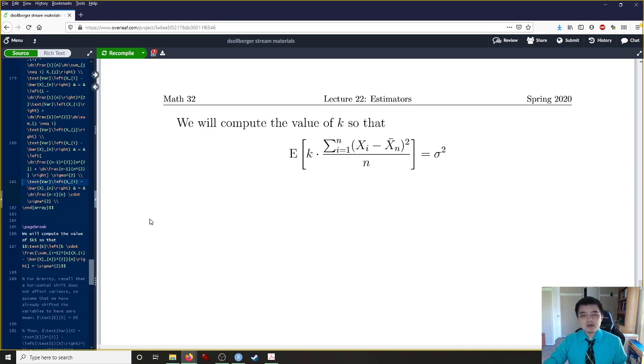So now with the lemma out of the way, we'll go back to what I consider the main math problem at hand, which is finding the value of k to rescale all this so that we end up with just sigma squared at the end. Finding the value of k so that this whole process will be an unbiased estimator.